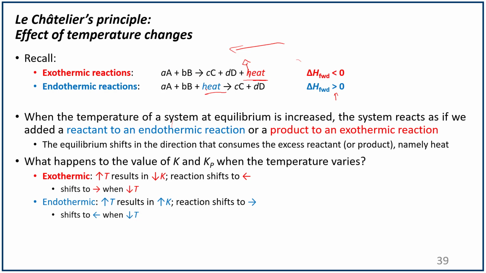Now for an endothermic process, an increase in temperature is synonymous to an increase in reactant concentration. So the reaction will shift to the right, to the formation of products. If you have an endothermic process and you crank up the temperature, that will lead to an increase in the value of K. And the opposite is true. If you lower the temperature, that's analogous to removing a certain concentration of reactants, which will cause the reaction to shift to the left, and therefore a much lower value of K.